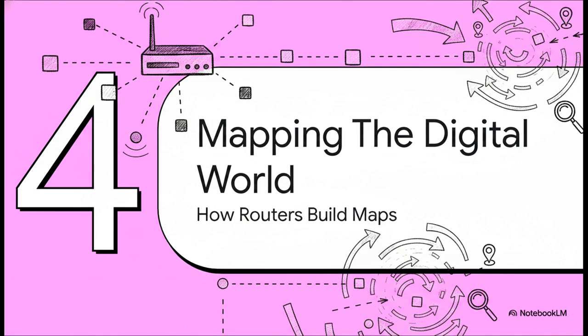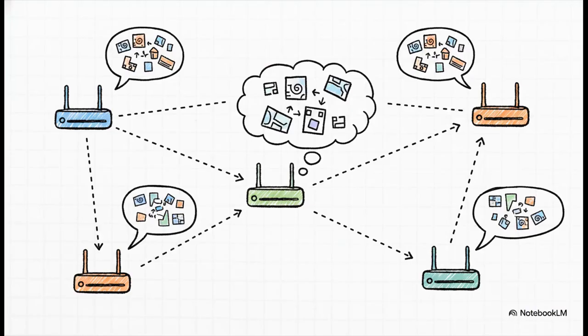But where in the world does that information come from? An engineer isn't sitting there typing in a million routes by hand. The internet changes every single second. That would be impossible. Well, the answer is the routers build the maps themselves.